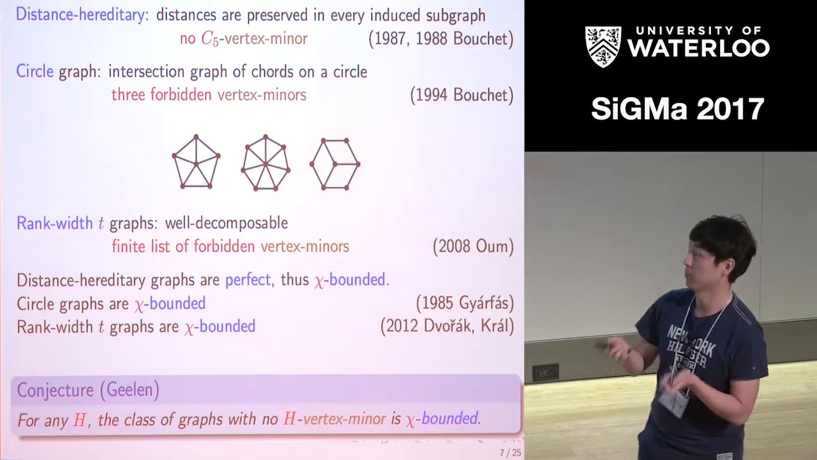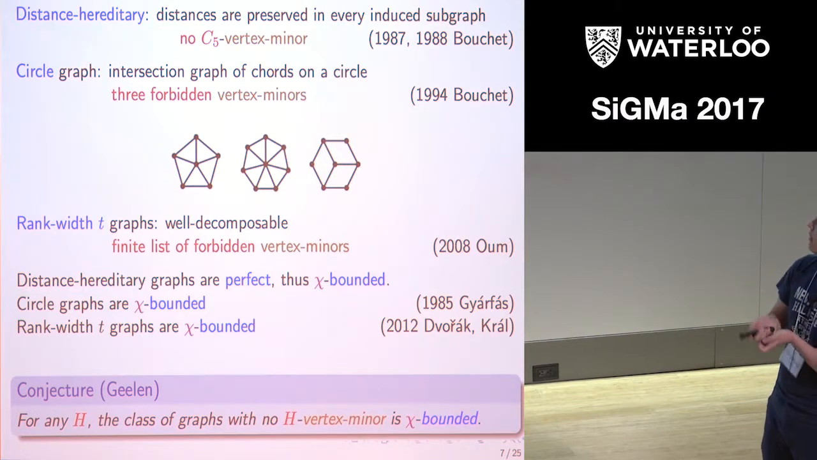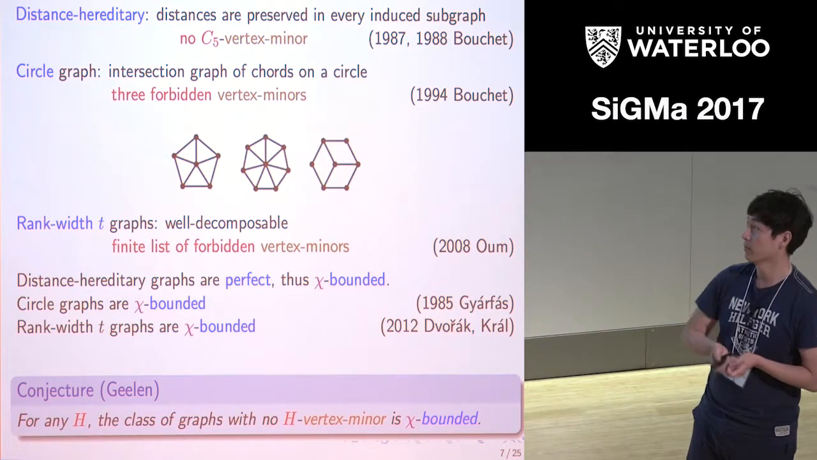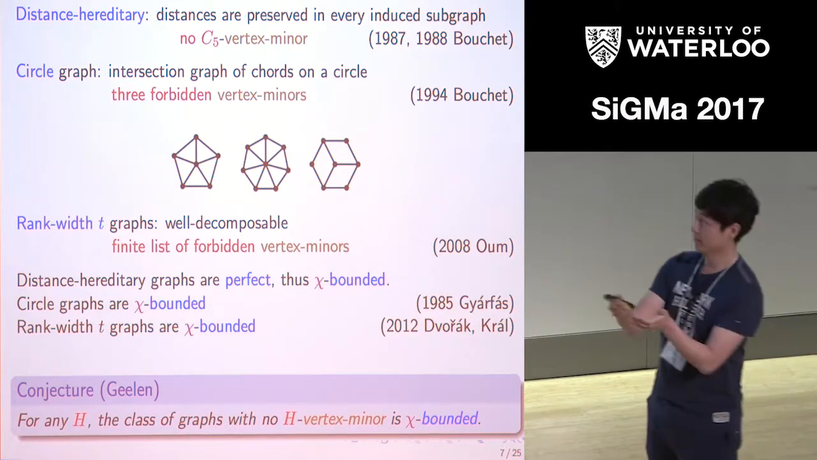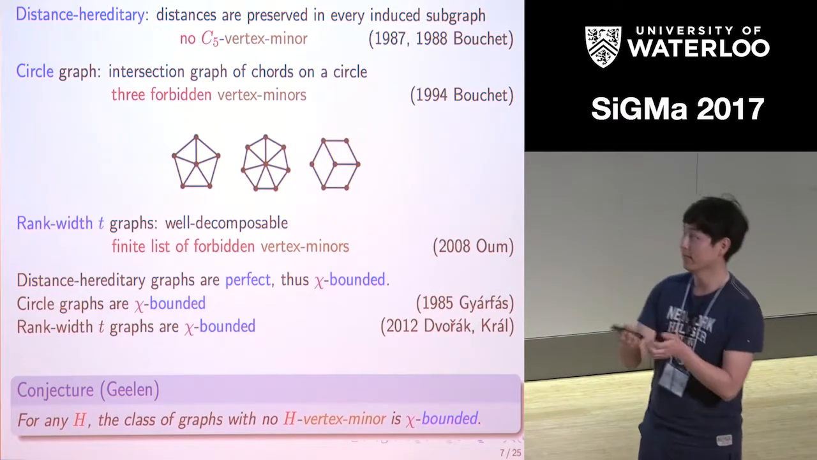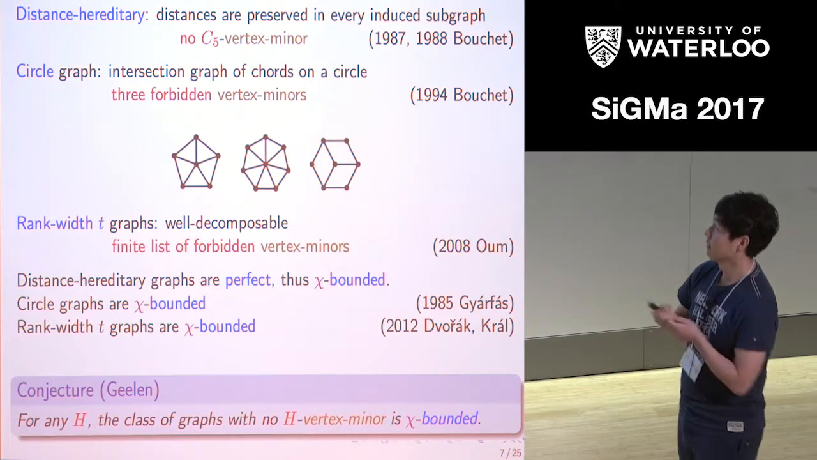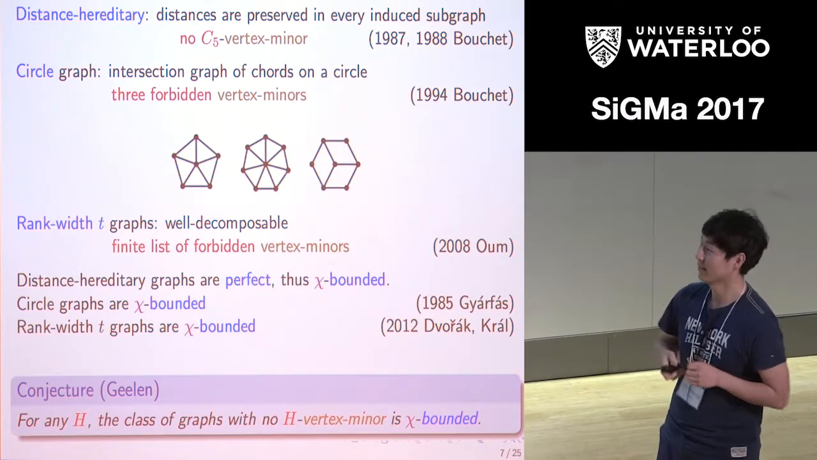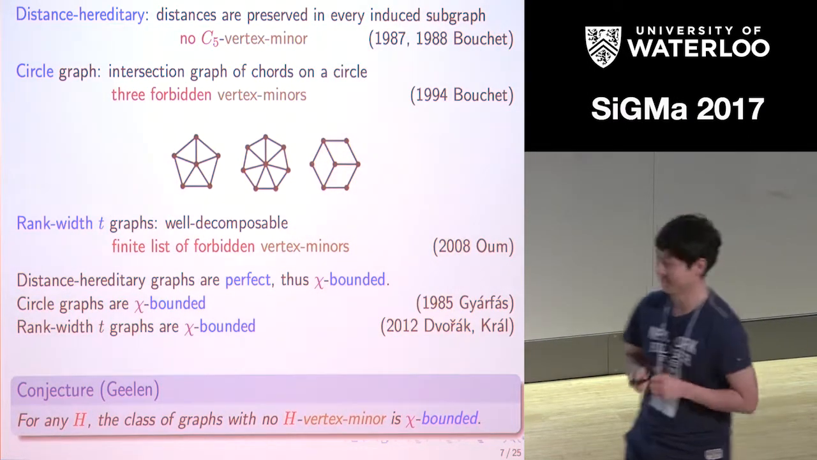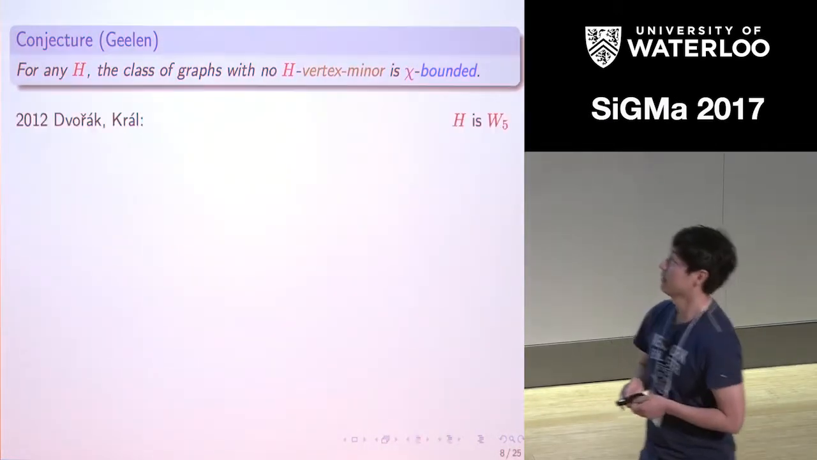So Gyárfás proved that the circle graphs are chi-bounded, and quite recently, Dvořák and Král' proved that the graphs of bounded rank-width are chi-bounded. And Geelen conjectured that for any graph H, the class of graphs having no vertex minor isomorphic to H is chi-bounded. I think it's quite ambitious, but I still believe it.